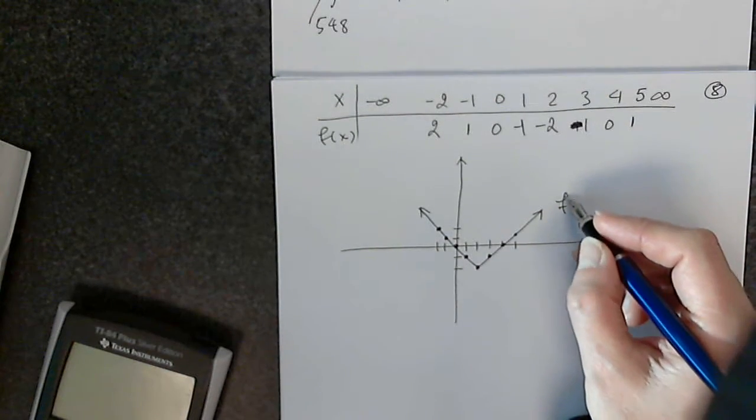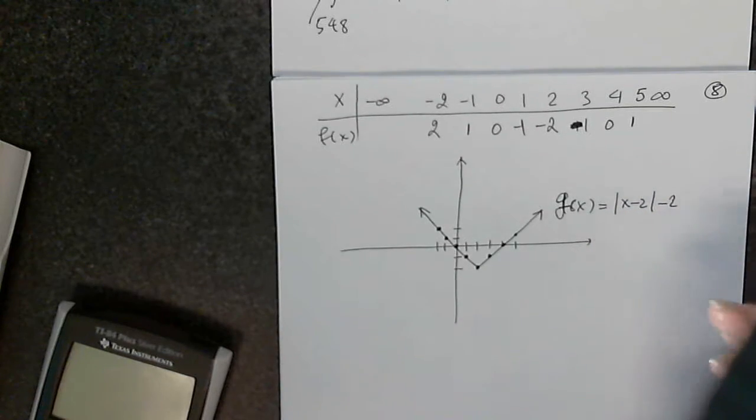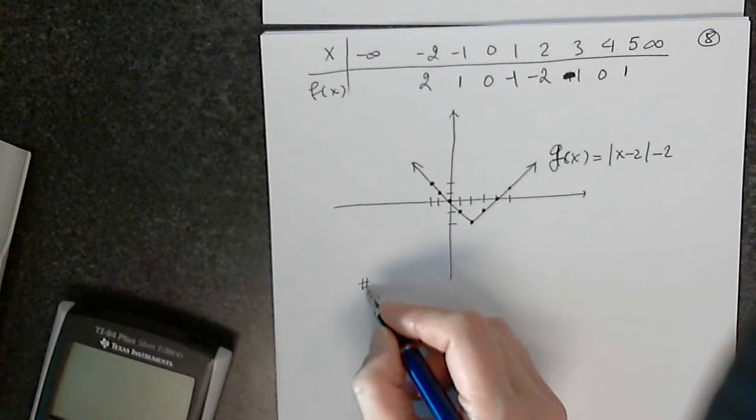And this is f of x, I'm sorry, g of x, the absolute value of x minus 2, minus 2. Perfect. Let's graph 43.